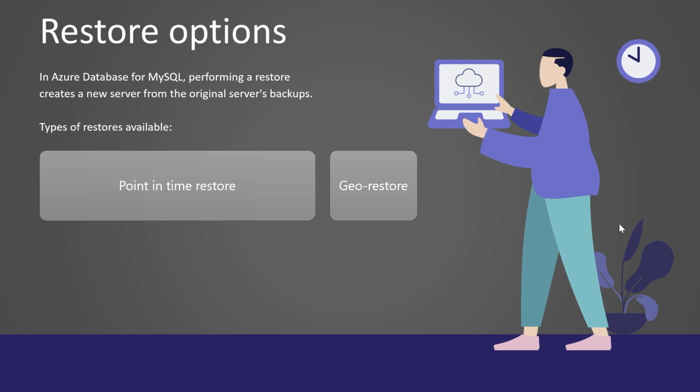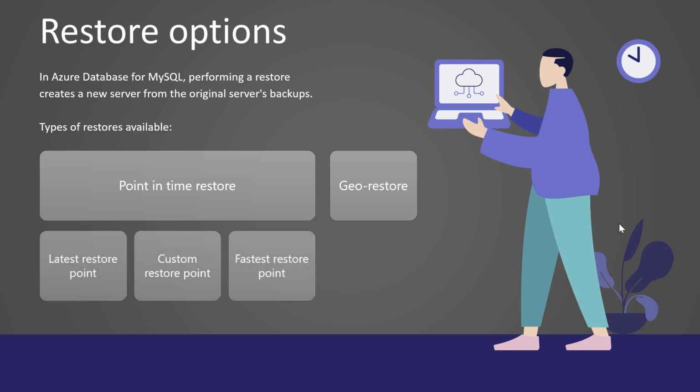The second restore that is available is geo restore. Now this option is available only for servers which have geo redundancy enabled. Further, point-in-time restore has 3 subcategories, latest restore point, custom restore point, and fastest restore point. Whereas Geo Restore only allows you to restore to the geo paired region. Now let's quickly head over to the Azure portal to see what all of these restore options mean.